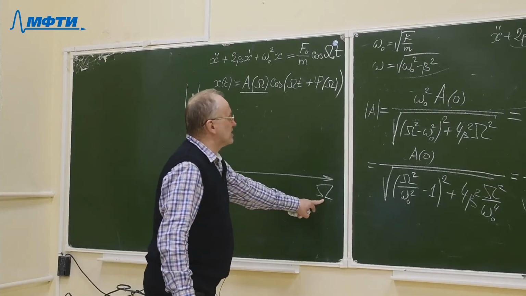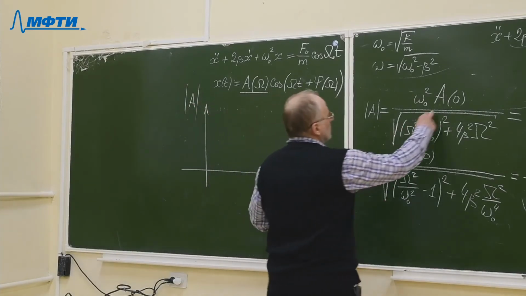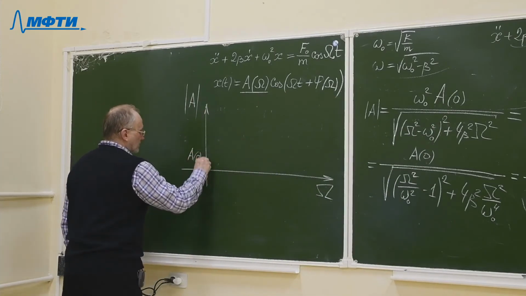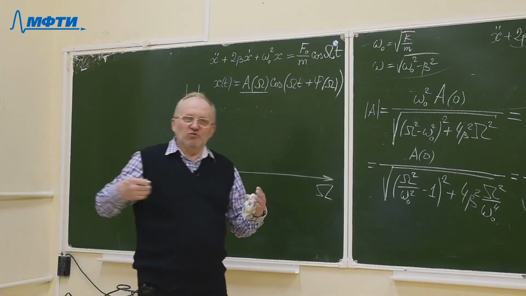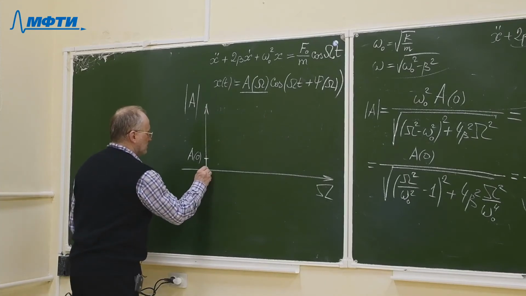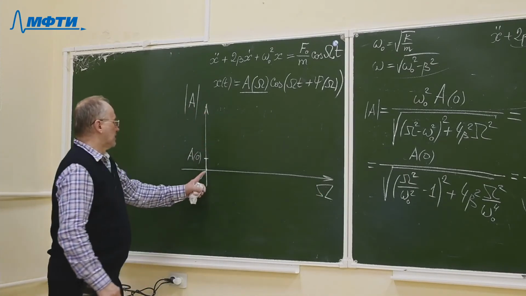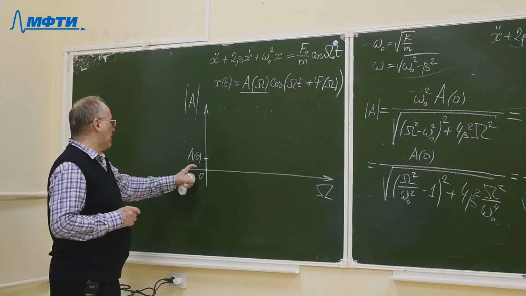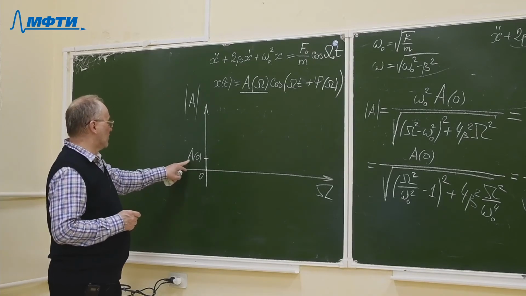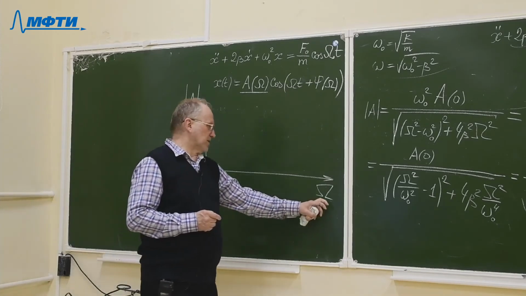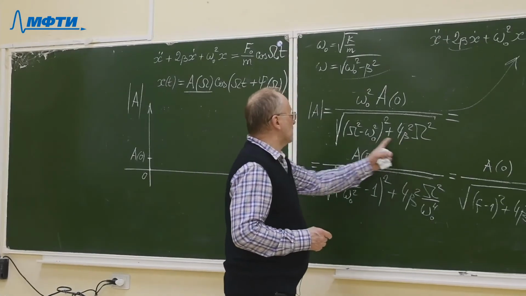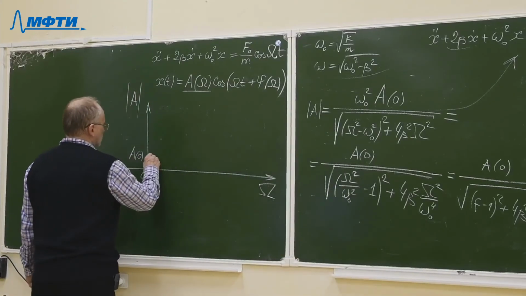So when capital omega is 0, the amplitude will be just A of 0. Some displacement, some deformation of the spring under the constant force when the driving frequency is 0. Why is it constant? Because its frequency is 0. And then what happens? If omega increases from 0, that will somehow change.